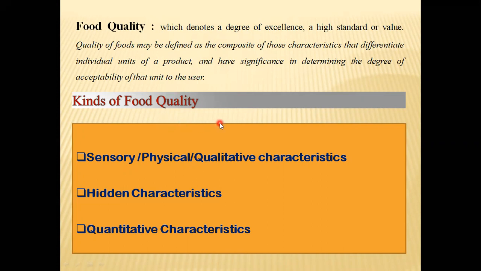Now there are a number of kinds of food quality, in which sensory quality is also called a physical characteristic or the qualitative characteristic. Then it is also classified into the hidden characteristic, and the last one is the quantitative characteristic. So one by one we will see what the different kinds of food qualities are in detail.